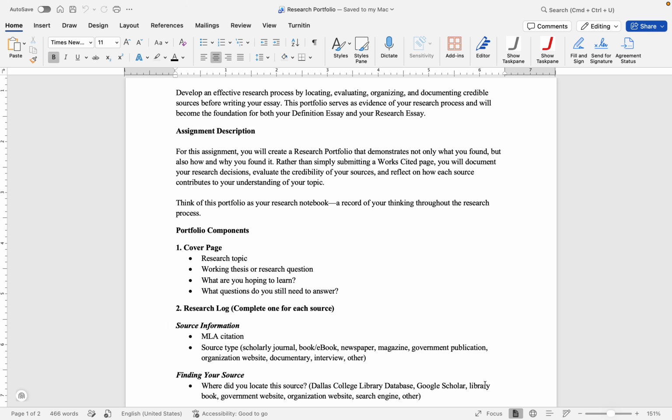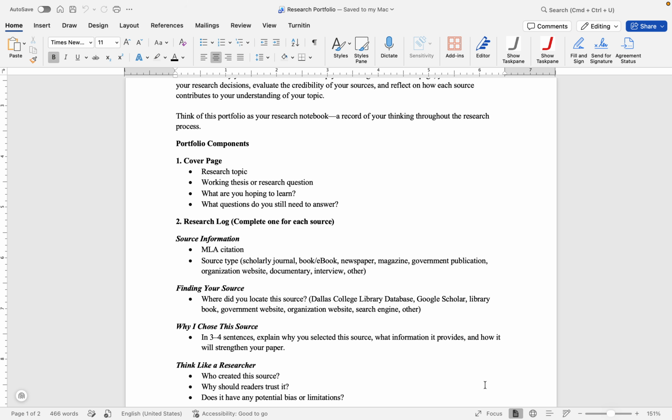Rather than just submitting a works cited page at the end, you're going to document your research decisions, talk about the credibility of your sources, and reflect on how each source contributes to your understanding of your topic. Think of this as a research notebook, a record of your thinking throughout the research process. Remember that we've talked about this semester how I am grading your learning process, not just that final product. So here's what you're going to put in your portfolio.